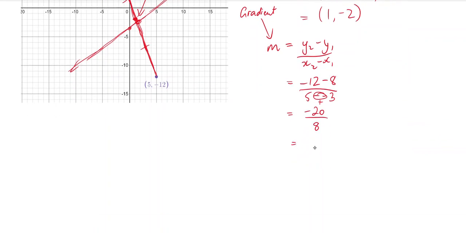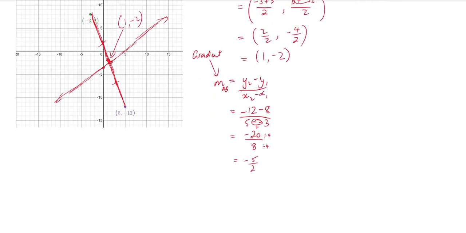And let's simplify that. So, you can divide both of those by 4. So we've got negative, this getting divided by 4 is 5, and this divided by 4 is 2. So -5 over 2 is the gradient of our line between A and B. I might just say it's the gradient of AB.